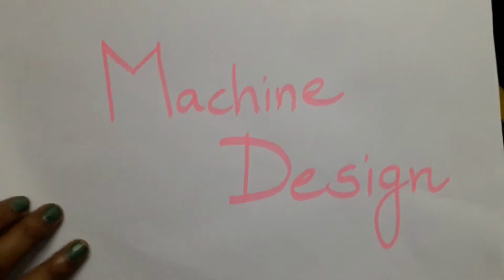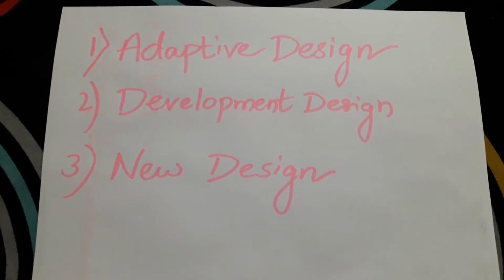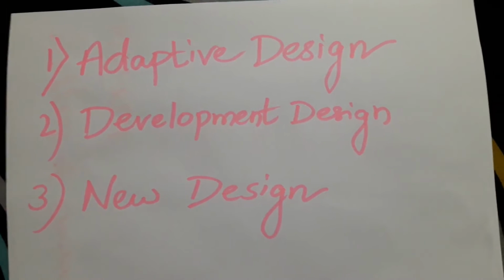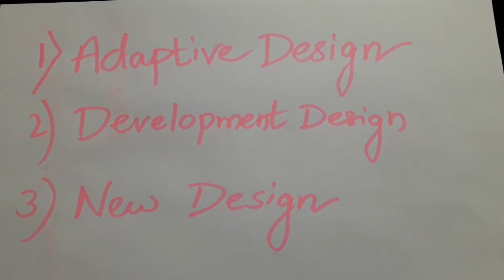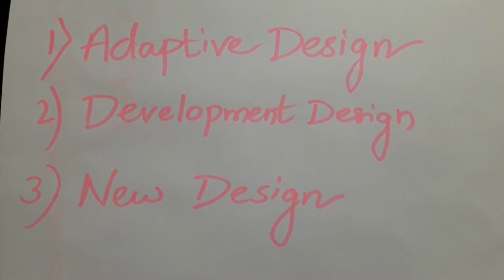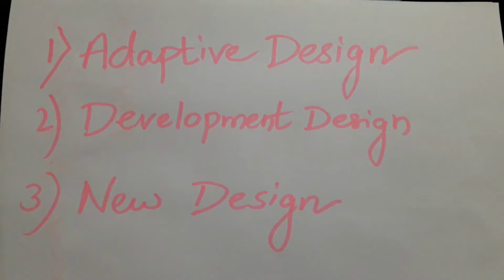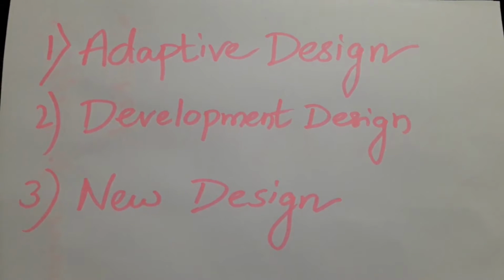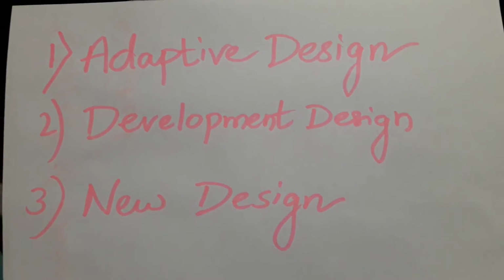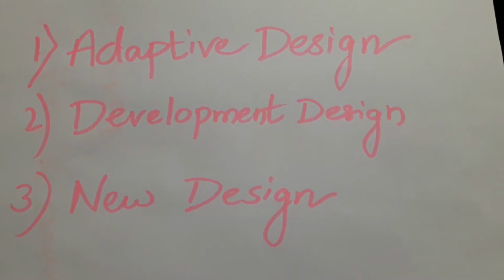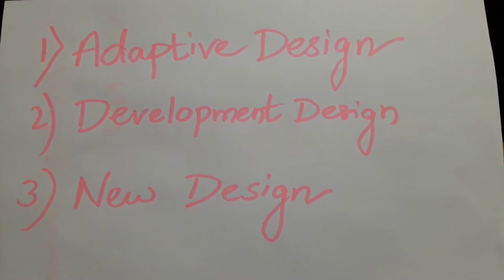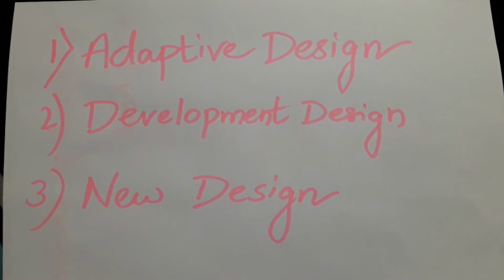Coming to the classification of mission design. Mission design is classified into three types on the basis of the engineer's idea. The first one is adaptive design. Adaptive design uses existing ideas. The next one is development design. Development design is like modifying the existing idea, trying for better efficiency or changing the dimensions, or designing a component which is more economical by reducing the cost of manufacturing or production. This is development design.